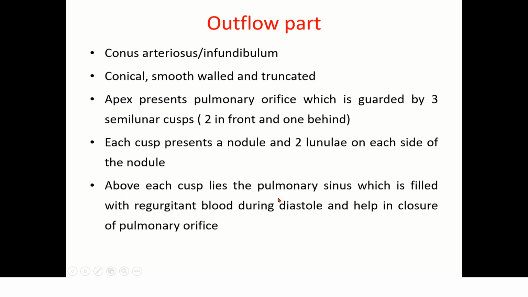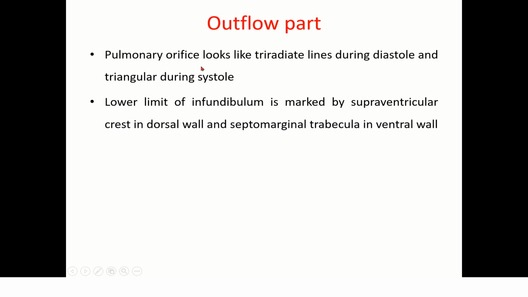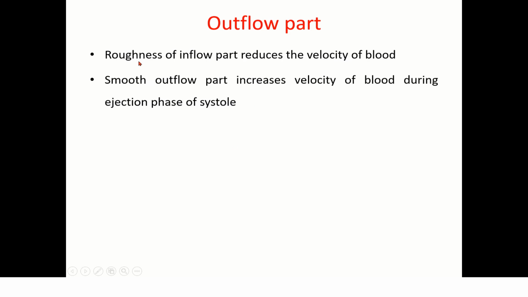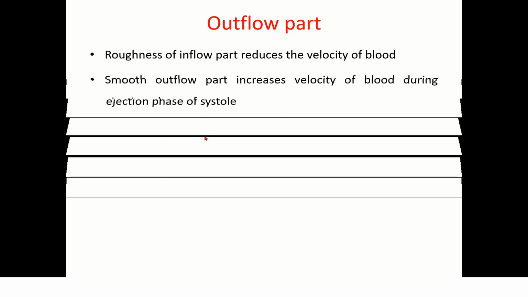So above each cusp lies the pulmonary sinus, which is filled with regurgitant blood during diastole and helps in closure of the pulmonary orifice. Pulmonary orifice looks like triradiate lines during diastole and triangular during systole. Lower limit of the infundibulum is marked by the supraventricular crest in the dorsal wall and septomarginal trabeculae in the ventral wall. Roughness of the inflow part reduces the velocity of blood, whereas at the same time, the smooth outflow part increases velocity of the blood during the ejection phase of the systole.